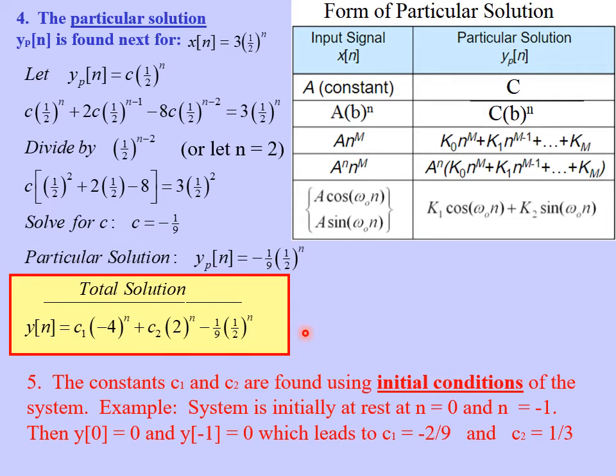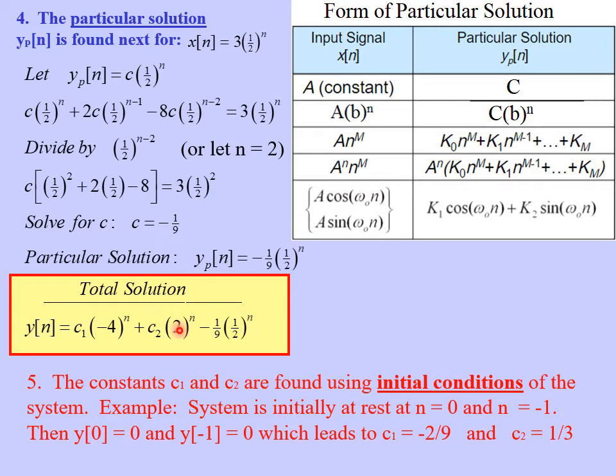The next step is to find out what these two constants are here, and these are found using any initial conditions that are given. So suppose we were told that the system is initially at rest when n is equal to 0 and n is equal to minus 1. So if we plug in n equals 0, this would be 0 on the left side.